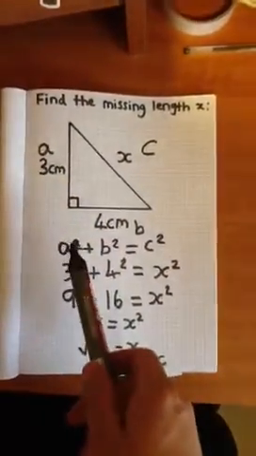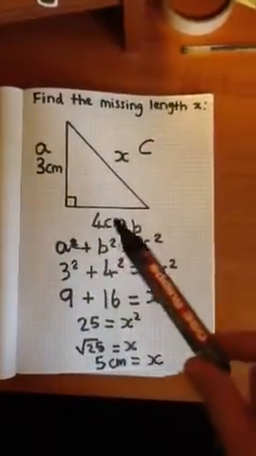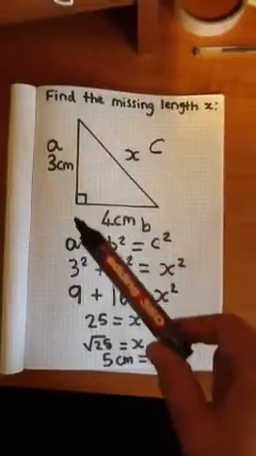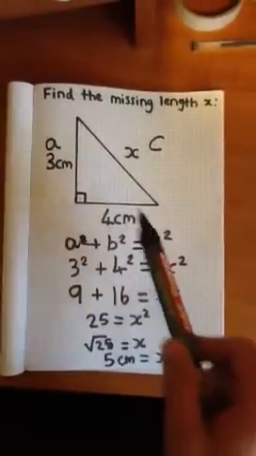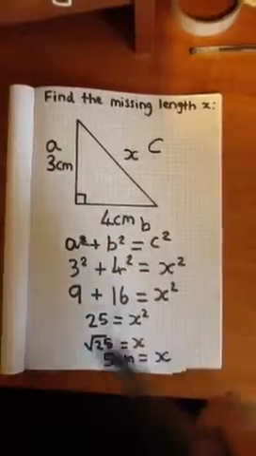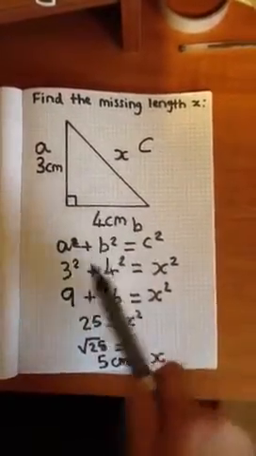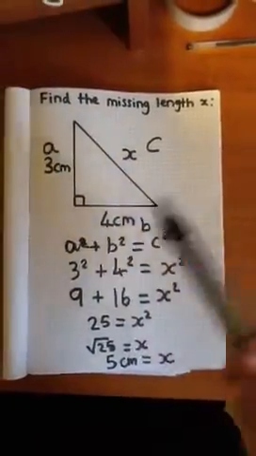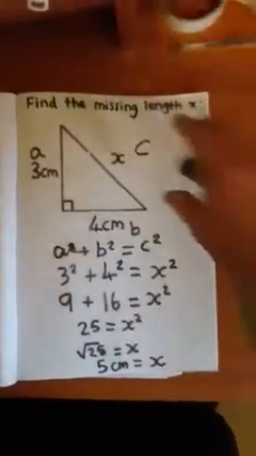We were using Pythagoras' theorem, which is a squared plus b squared equals c squared. We labelled up our sides. The longest side, the one always opposite the right angle, is always labelled as c. And then the other two as a and b. It doesn't matter in which order. So we filled it in. We used a for 3, b was 4, and we went through the question, and eventually we ended up with our missing length of x being 5 centimetres.